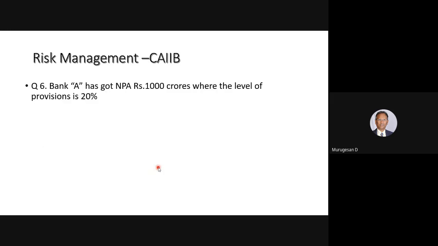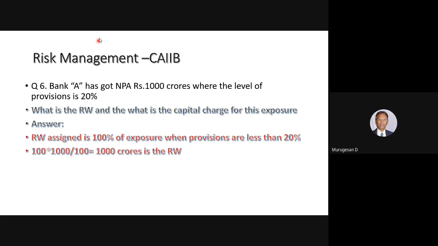You see the next question. 1000 crore, but the level of provision is 20 or less than 50, they will give. Where the level of provision is 20, but less than 50, here the risk weight assigned will be 100%. So 1000 crore, 100% risk, 1000 crore, 9% capital. So 90 crore is the capital needed. This they will not give. They will only give, your bank has got this many crore, where the level of provision is more than 20% but less than 50%. How much capital is needed for this exposure alone? This will be the question. Understood or not?